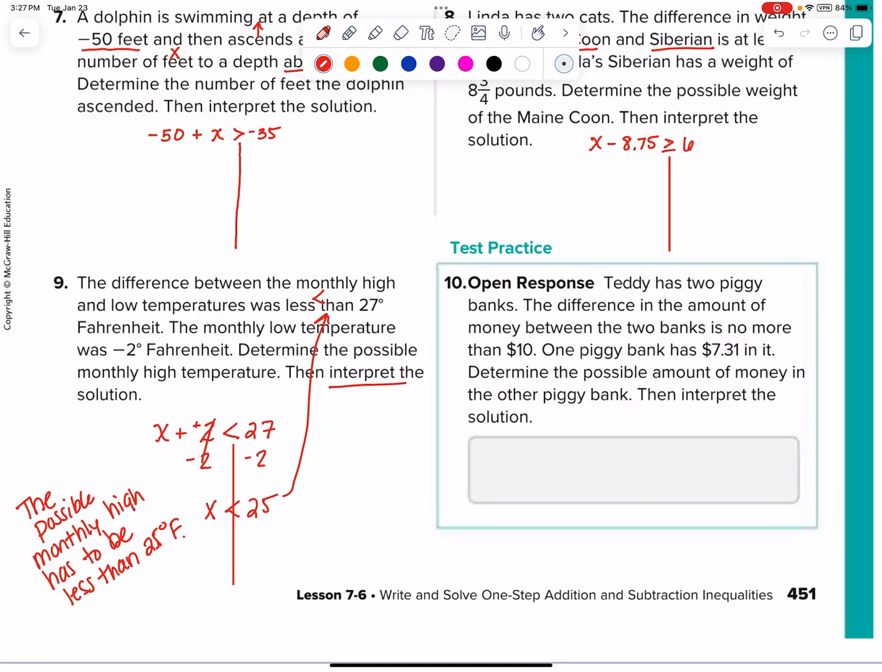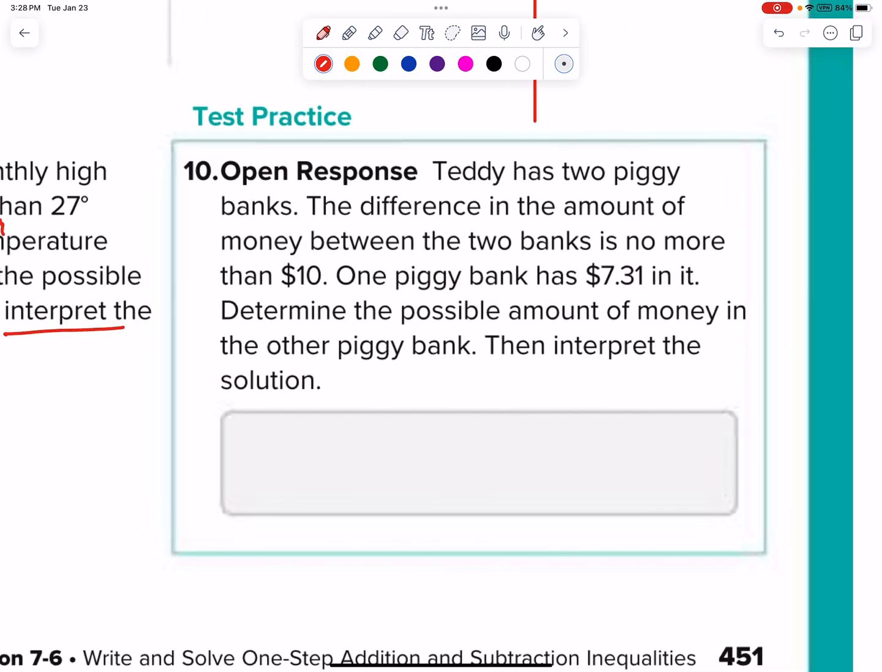There's nothing on the second page. Teddy has 2 piggy banks. The difference in the amount of money between the 2 banks is no more than $10. Think about what no more means. I want you to try to do this one on your own. One piggy bank has $7.31 in it. Determine the possible amount of money in the other piggy bank.